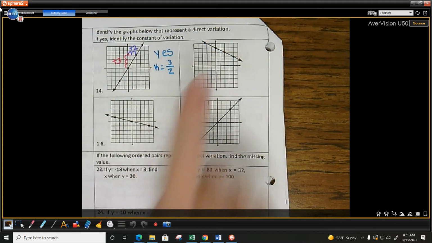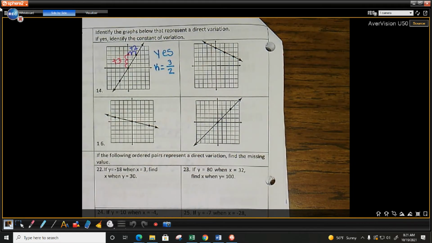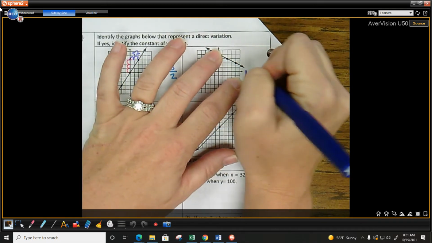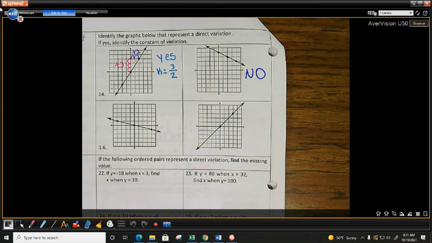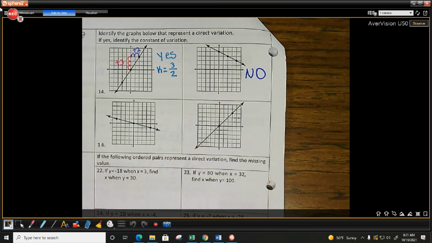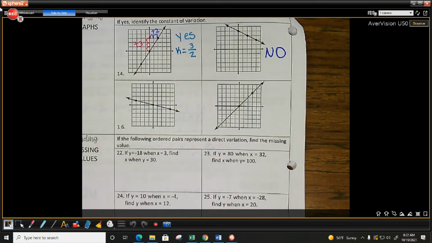Next, does this one go through the origin? No. So is this an example of direct variation? No. Doesn't go through the origin. It has a b value of 1, 2, 3, 4. So it's not direct variation. Good? Number 16. Does 16 go through the origin?